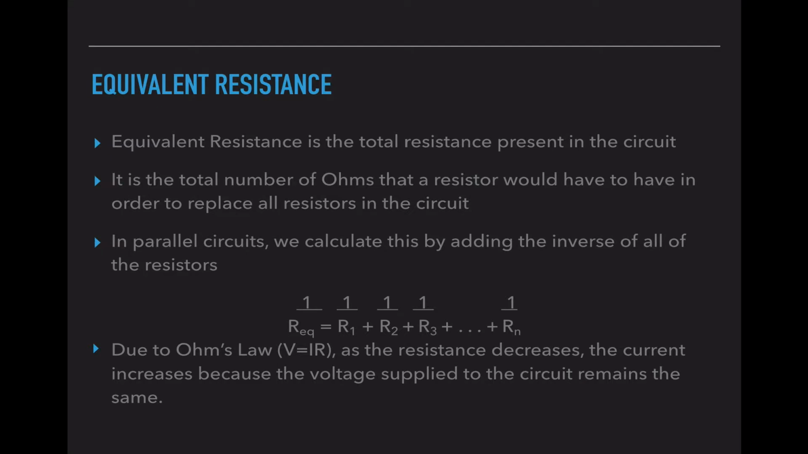So in the equation at the bottom, we have 1 over the equivalent resistance is equal to 1 over R1 plus 1 over R2 plus 1 over R3 plus ... up to 1 over Rn, because just like in the past, we can have as many resistors as we want in this circuit. As the resistance decreases, the current increases because the voltage supplied to the circuit remains the same. So as we add multiple paths of travel and our total resistance goes down, our current, or our speed of electron travel, goes up.